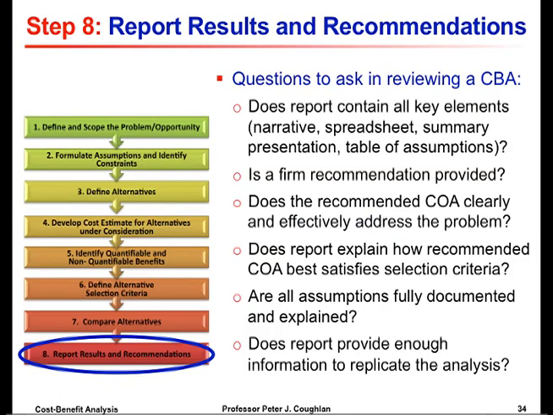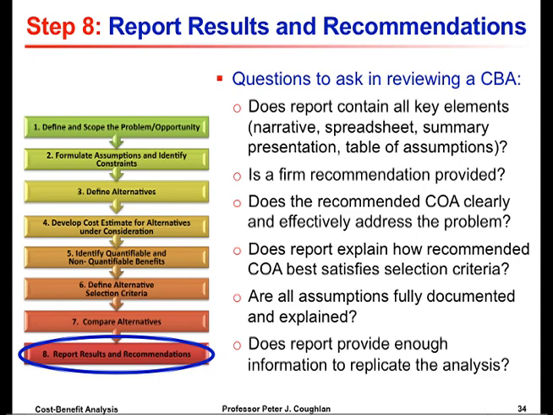What sort of questions should you be asking if you're reviewing a cost benefit analysis, when you're looking at the final report and results of recommendation? First of all, of course, does the report contain all the key elements that I just mentioned: the narrative, the spreadsheet, the summary presentation, the table of assumptions. Is a firm recommendation provided? I had you, for example, read a cost benefit analysis of the military intervention in Iran this week. Well, there's no recommendation provided there, so it wouldn't pass that test. They sort of avoided that political football, if you will.